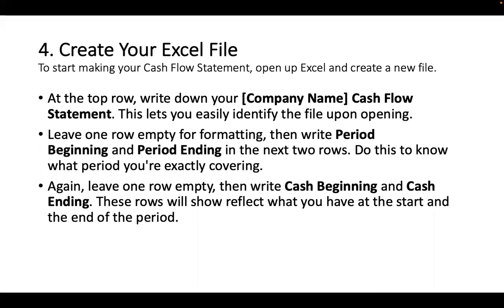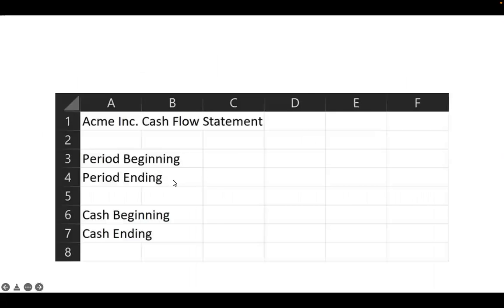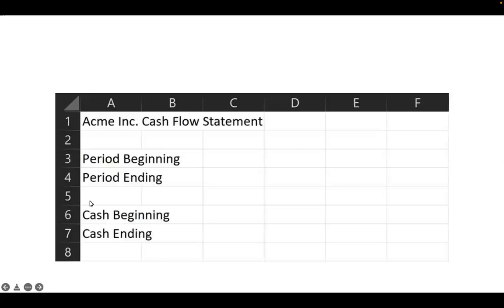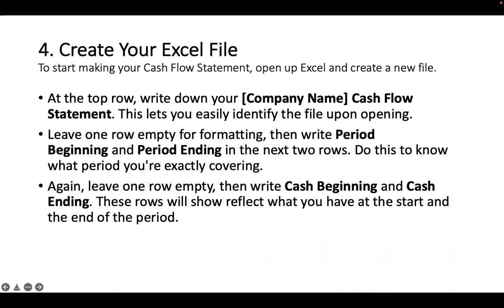So in the next two rows, do this to know what period you're exactly covering. Okay. And then again, leave one row empty, then write cash beginning and cash ending. These rows will reflect what you have at the start and the end of the period.